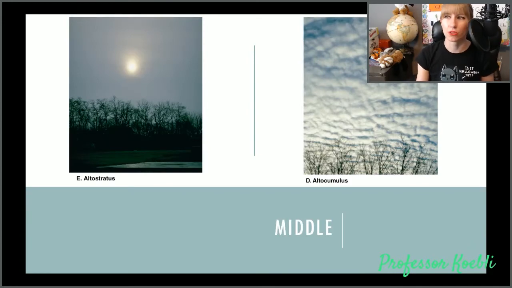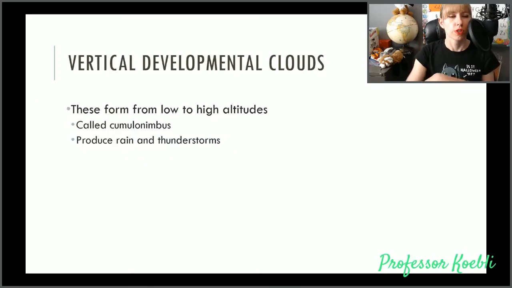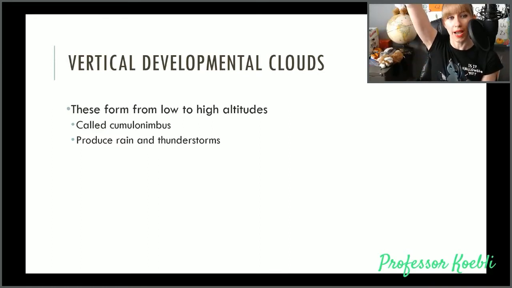Then we have our altostratus. We should all recognize this from when we have just those miserable days. And then our altocumulus, where it really just looks like a bunch of cotton balls stuck together in the sky. And then we have our lows. Our lows include nimbostratus, stratus, and then we have our vertical developments, which start at the low point, cumulus and cumulonimbus. Vertical development clouds mean that they start at the lowest point and again form to high altitudes, known as cumulonimbus, which produce a lot of rain and thunderstorms.